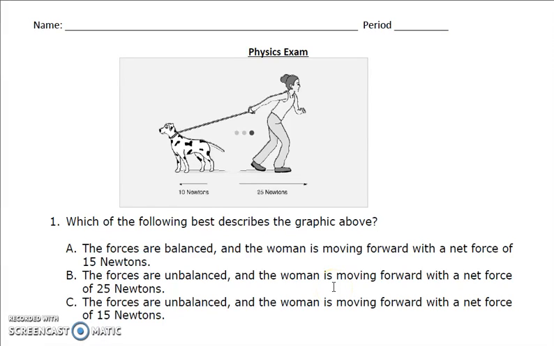Physics exam. Number 1. Which of the following best describes the graphic above? A. The forces are balanced and the woman is moving forward with a net force of 15 newtons. B. The forces are unbalanced and the woman is moving forward with a net force of 25 newtons. Or C. The forces are unbalanced and the woman is moving forward with a net force of 15 newtons.